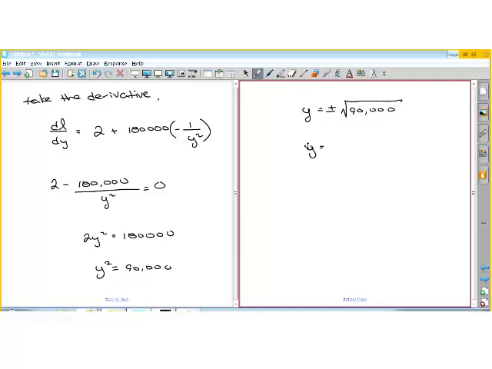And what is that? I'm going to show you two ways here. The first way is just stick it in a calculator, and you get plus or minus 300. But the domain says that y equals 300 meters is a solution. y equals negative 300 is not in the domain, so we don't use that.